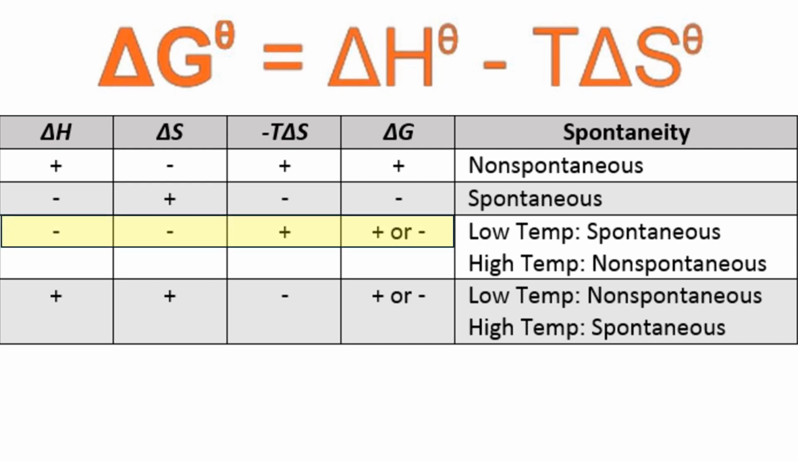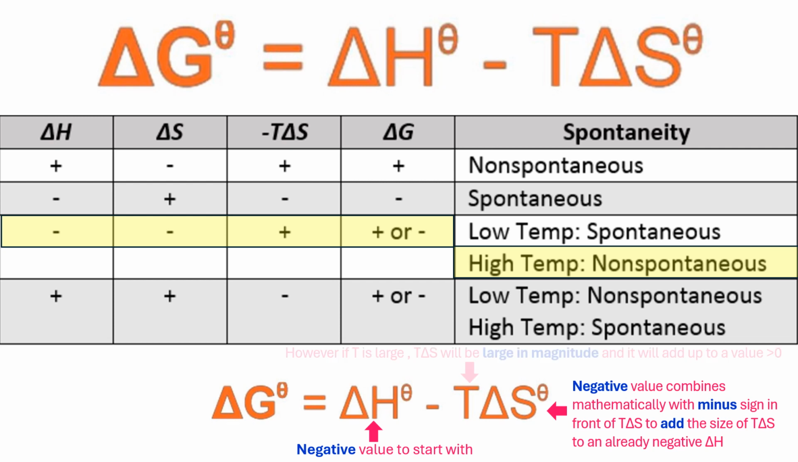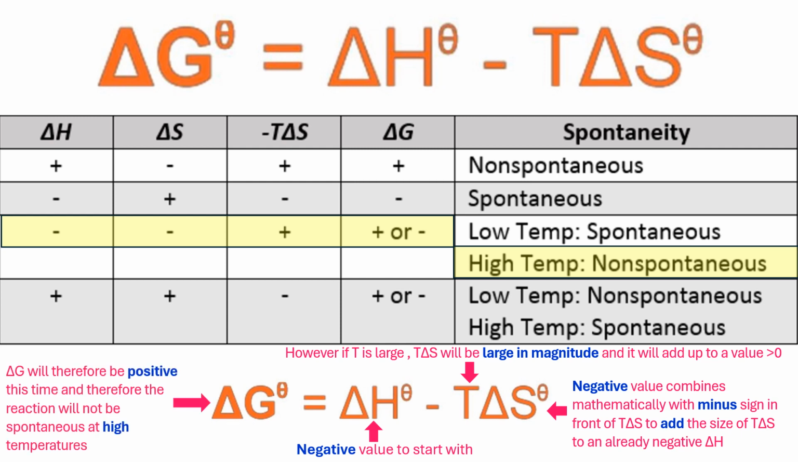If we have the same scenario, but we now increase the size of T, what happens this time is T delta S will be large in magnitude enough now, and it will add up to a value greater than zero. Remember, you're adding T delta S as a positive value to a negative delta H. If T delta S is big enough, it'll push the answer to that mathematical function beyond zero, and therefore delta G in this scenario will be positive, and the reaction will cease to be spontaneous at higher temperatures.